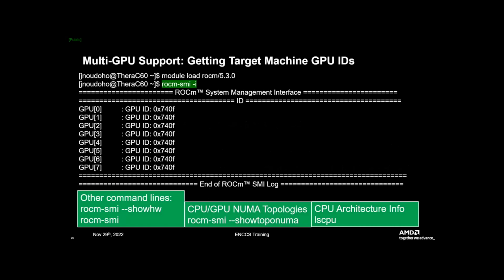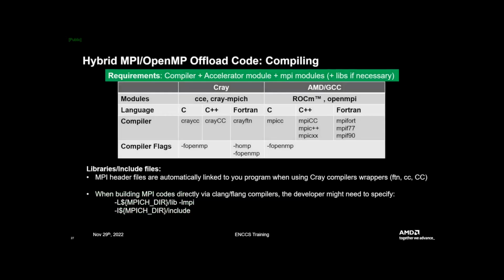To start using multi-GPU programming, make sure that you have multiple GPUs on your target hardware. To check that, you can just use ROCm SMI or any other command you have here, to check that, okay, I have several GPUs on my system. We have 8 GPUs on the system I'm using here, for example. So now we know we have a multi-GPU system.